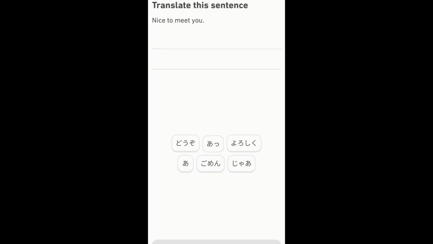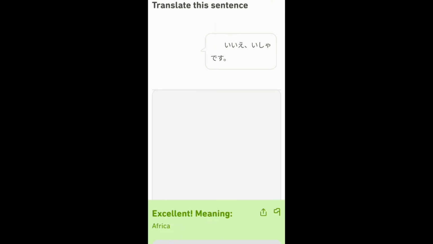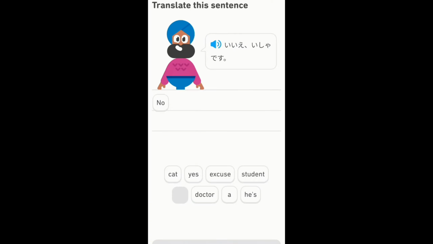So nice to meet you. It begins with ha. It's hajimemashite. So we just a while ago looked at hajimemashite sakura desu, right? So it's hajimemashite sakura desu.